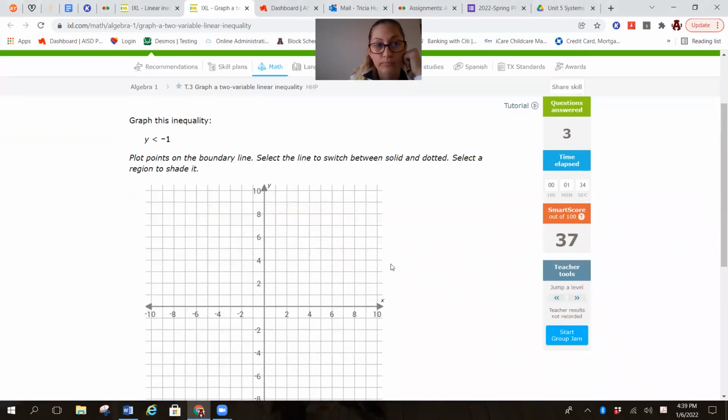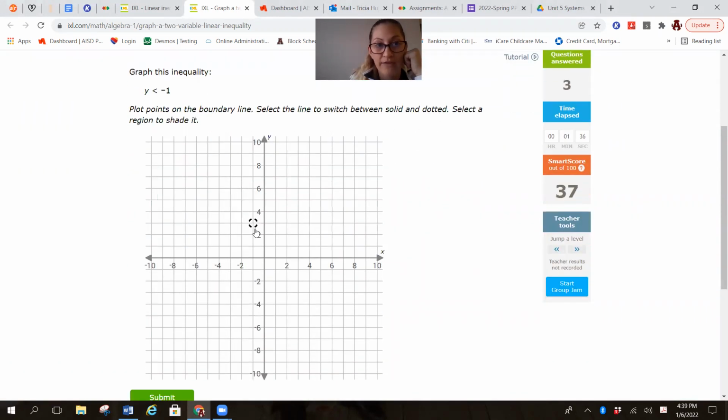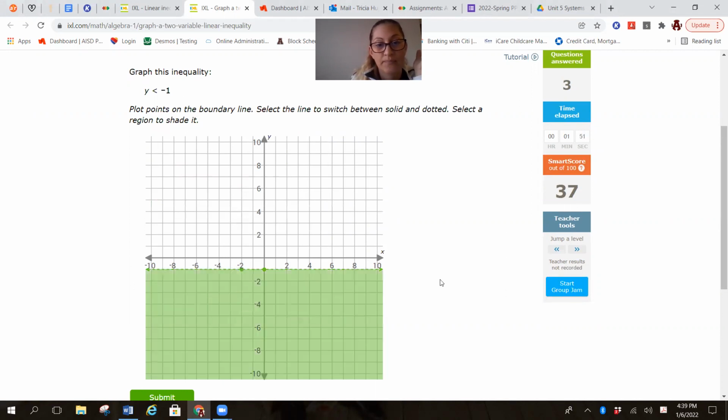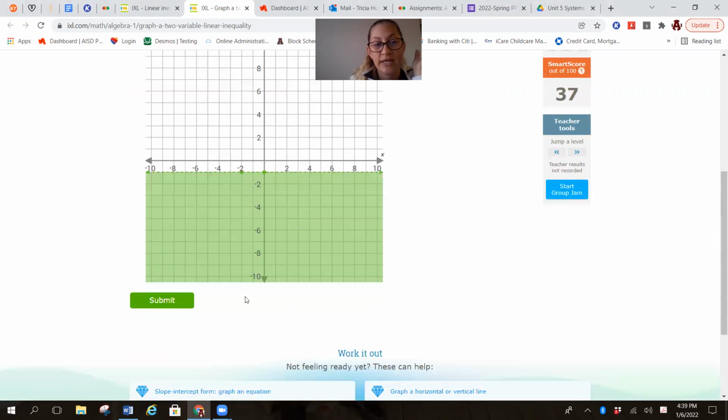One more. This says go to the y of -1, which is right here. Move over. It's just less than. So click twice till you get that dotted. And less means lower. So that is y is less than -1.